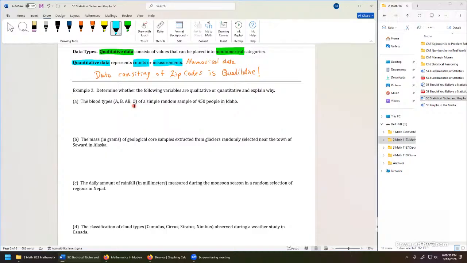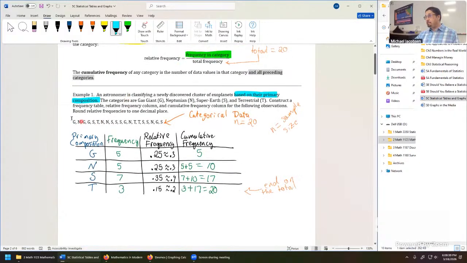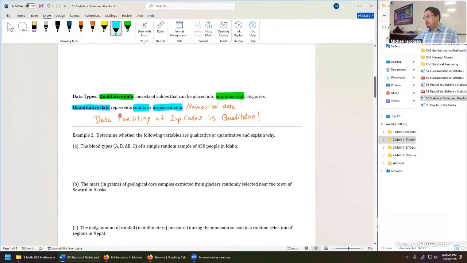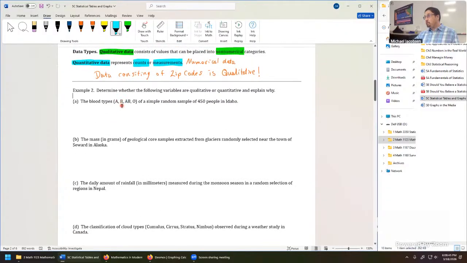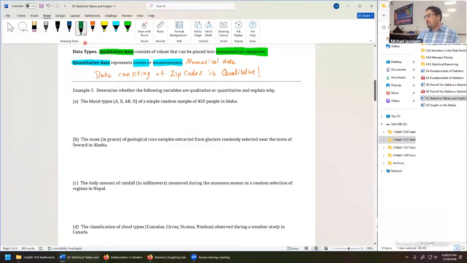Qualitative data. Yeah, absolutely. In fact, this example is not all that different than this example right here. It was just different types of planets. Here, we have different categories of blood types, and that's what we were thinking of when we say qualitative. So let's actually highlight that as well. These are non-numerical categories, and so we'll call this qualitative.